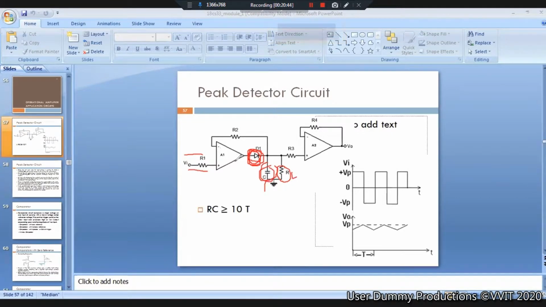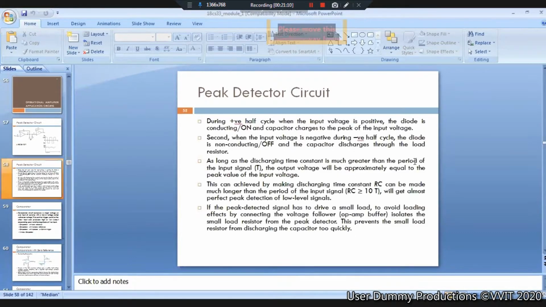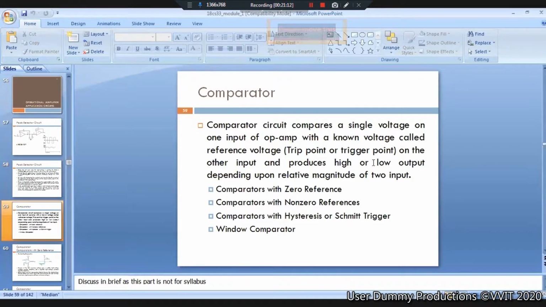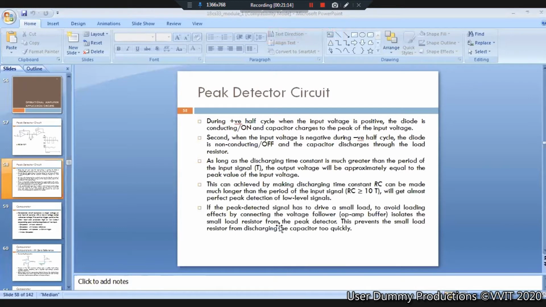The discharging time constant is much greater than 10 times the period. When you are applying the input voltage, 5 volts or 10 volts, the diode is conducting, that is the on state, and the capacitor is charging. In the same way, the capacitor discharges when you are not applying the voltage. See here, this is the given peak detector. In the next class, I will explain the comparator.